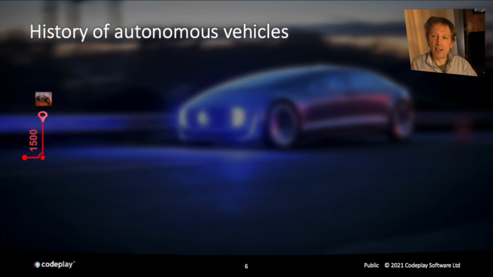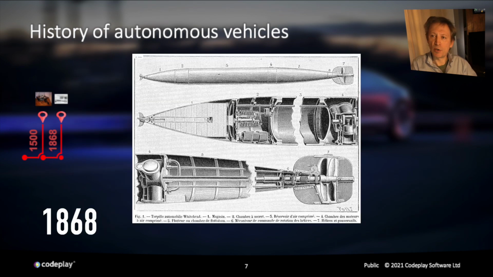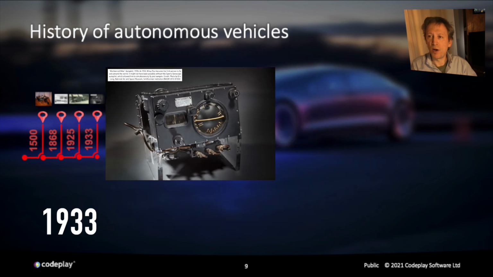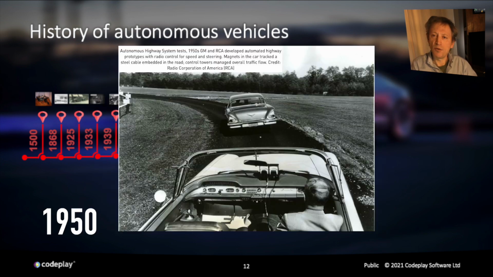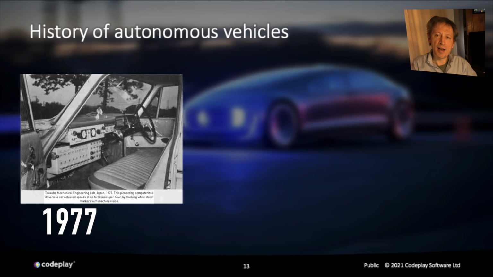Now, there's a lot here in this part of the presentation, so I'm going to fast forward to 1977, where software was first being introduced into vehicles to control them. Over in Japan, a mechanical engineering lab pioneered the first computerized driverless car, which achieved speeds up to 20 miles per hour by tracking white street markers with machine vision.